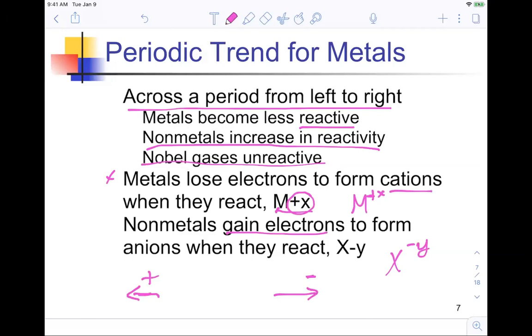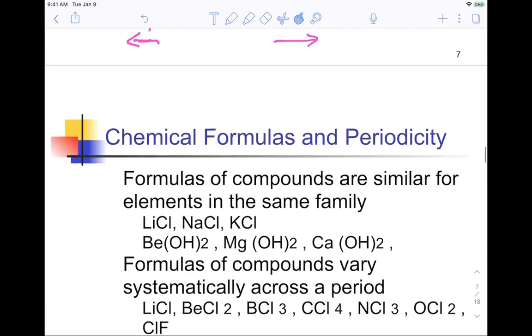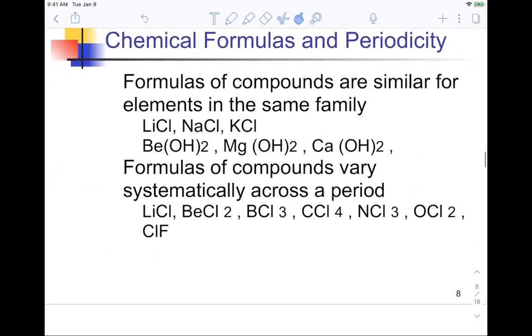And the clue to figure out how many they gain or lose is to find their position in the periodic table, or draw the dot structure, or look at the orbital notation. Right? They're all interrelated and they all share the same information. Okay. Same thing is true about compounds of similar elements in the periodic table, right? So we mentioned this earlier. Lithium, sodium, and potassium are all group 1 metals. And so when they combine with chlorine, the formulas are identical. It's not a coincidence that lithium chloride, sodium chloride, and potassium chloride are all the same kind of formula.